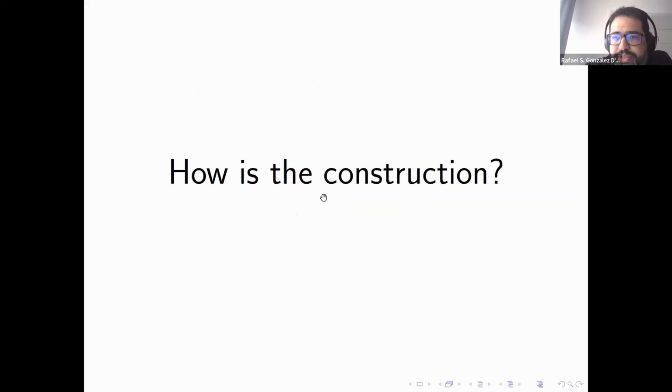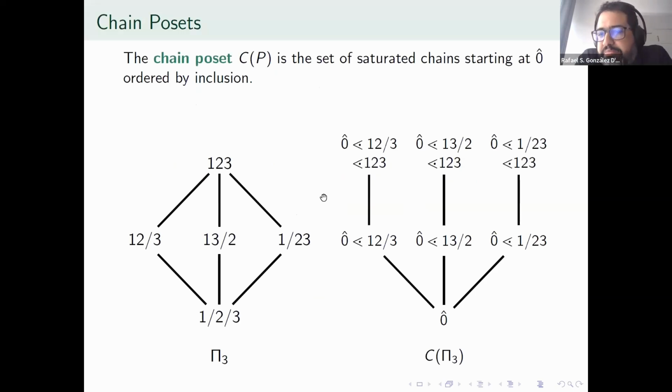So how is the construction? Let me show you. The general case is a little bit more complicated than this, but in this case, it's very good to illustrate. We start with our poset, and we construct another poset that we call the chain poset. It consists of saturated chains from the bottom. At the bottom, you have only the zero element, and then you have the chain with 1, 2, 3. This is a saturated chain, and it is included in a longer chain. So it's almost like you take the poset and spread it out like a tree.